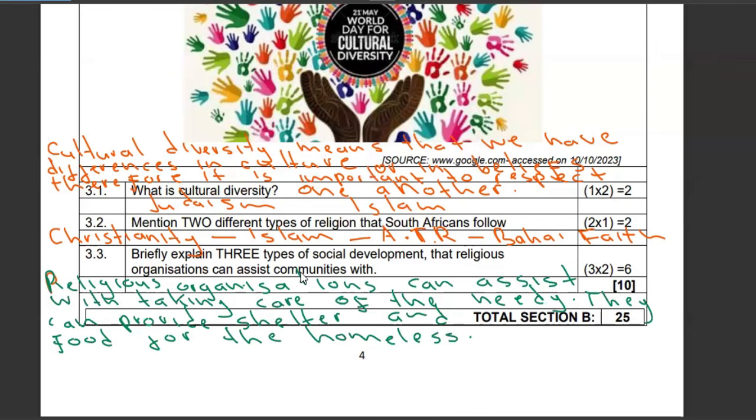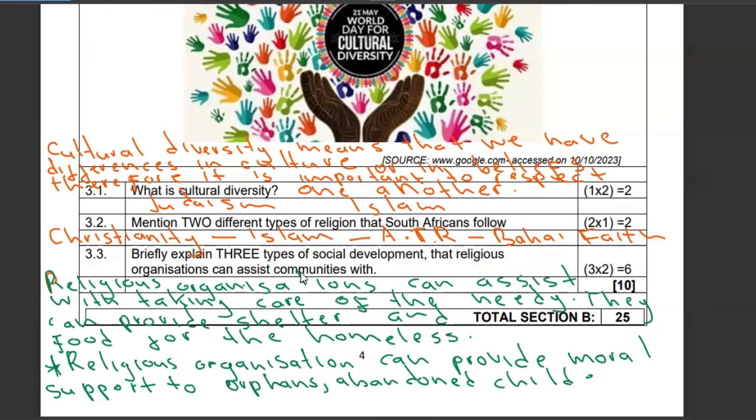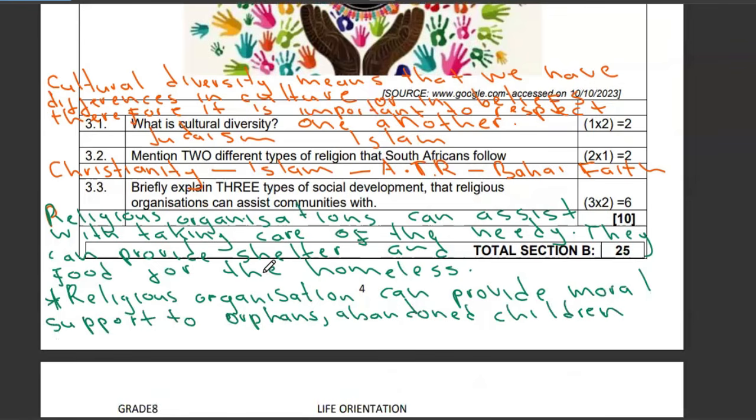Then religious organizations can provide moral support to orphans, abandoned children. Religious organizations can provide moral support to orphans and abandoned children.